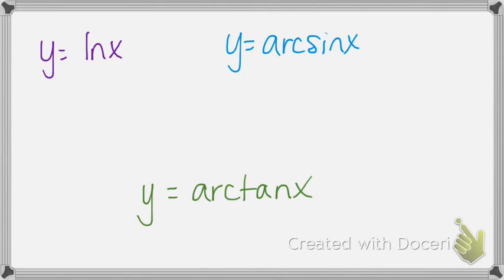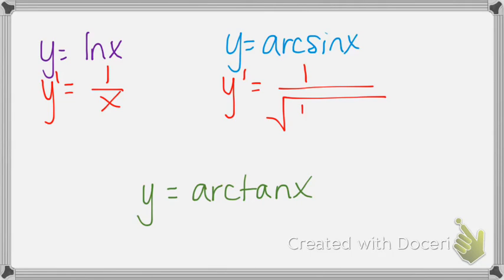So here are your last rules for finding derivatives, and then we're going to talk about how you use them. The derivative of natural log of x is y prime equals 1 over x. The derivative of arc sine of x is 1 over square root of 1 minus x squared.